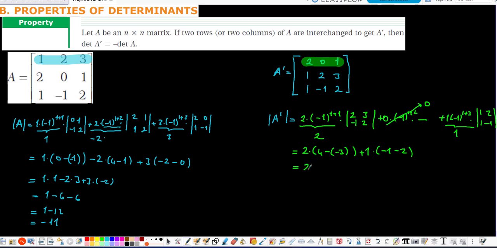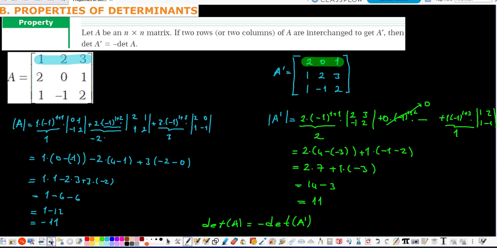Here 2 times 7 plus 1 times minus 3, which is equal to 14 minus 3, that's going to be equal to 11. As you see, determinant of A is equal to minus determinant of A prime.